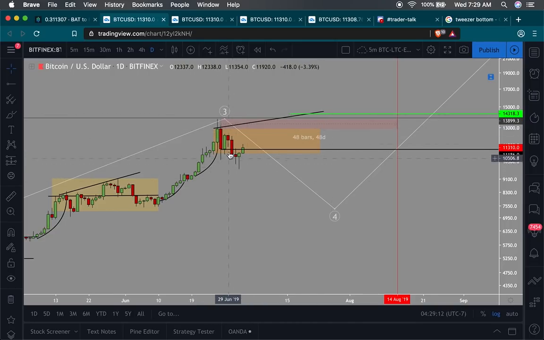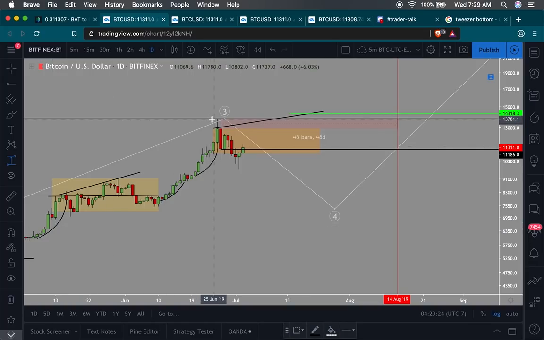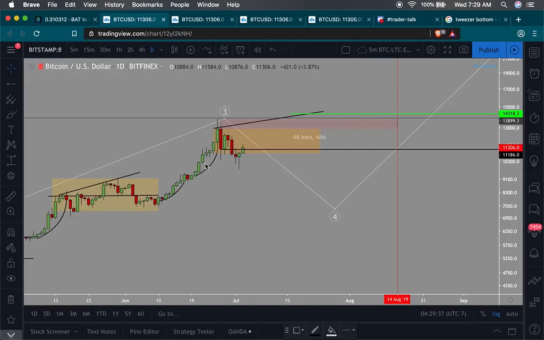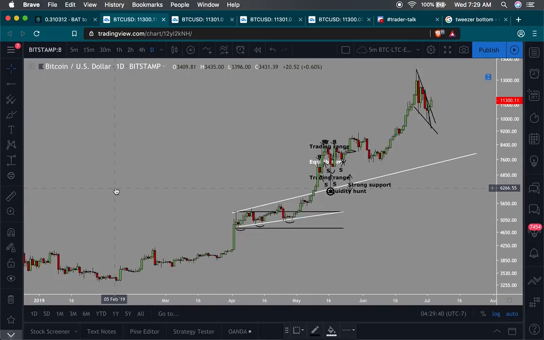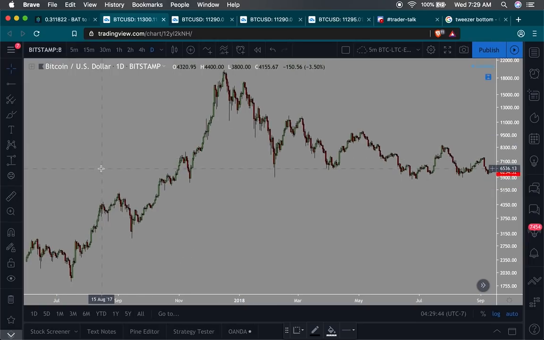So again, I'm at least somewhat confident that these tweezer bottoms were put in. We're in a consolidation phase. We just had a big shakeout of about 30+% that we have not had for a long time. We went from that high to this low of about 30%. In the entirety of the bull market in 2017, we had multiple 30% pullbacks.